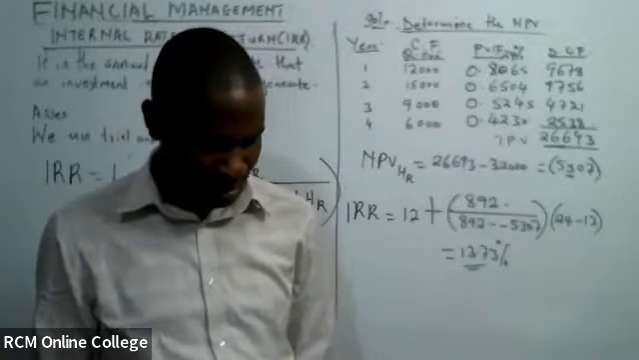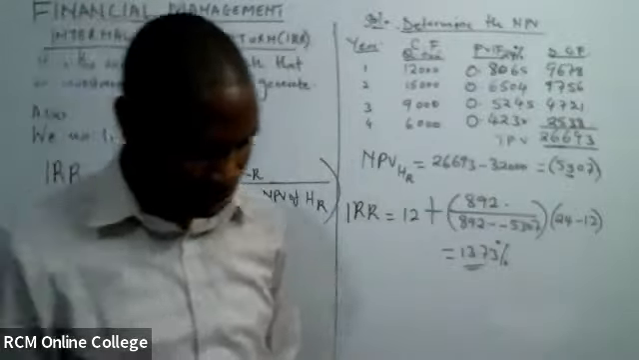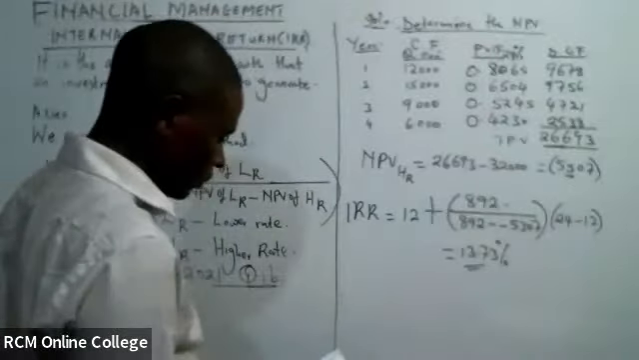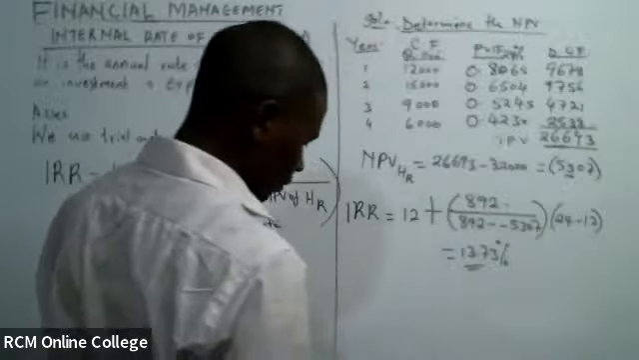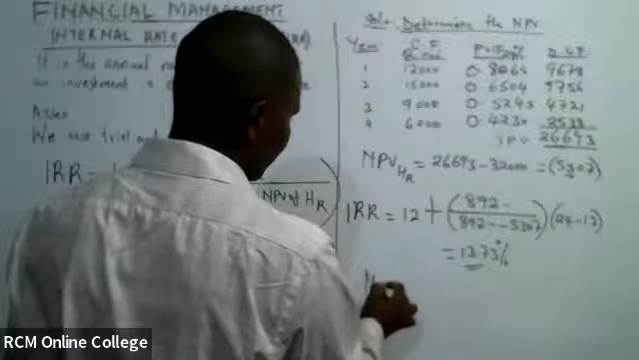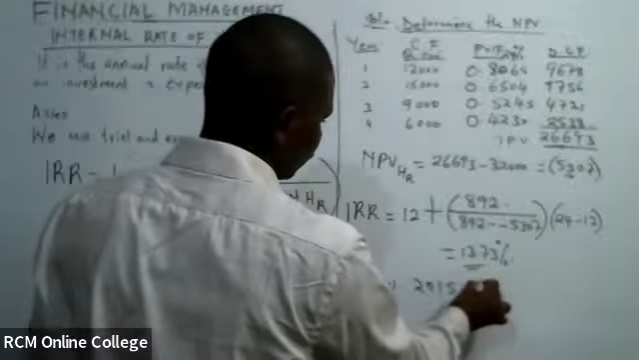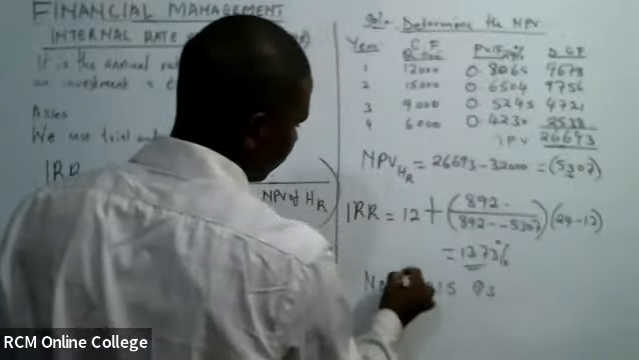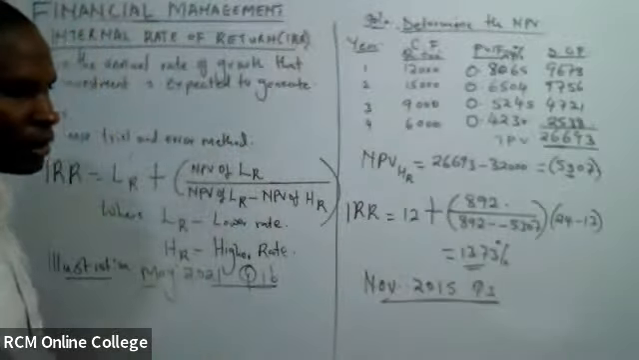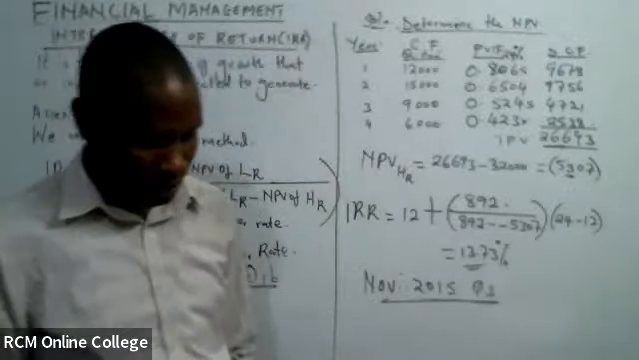So I give you an assignment. Please go and attempt November 2015, question number 3. You see an IRR question. November 2015, question number 3. You will see the question there. November 2015, question number 3. So that is an assignment. Just go and attempt that, and then share your work.